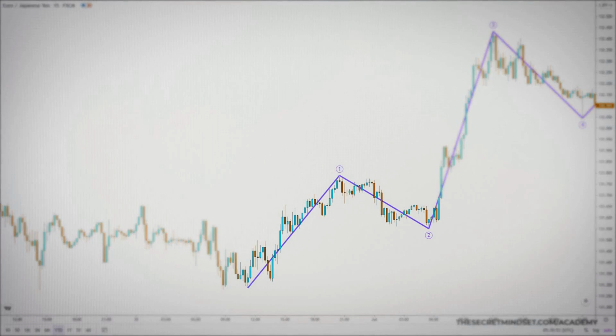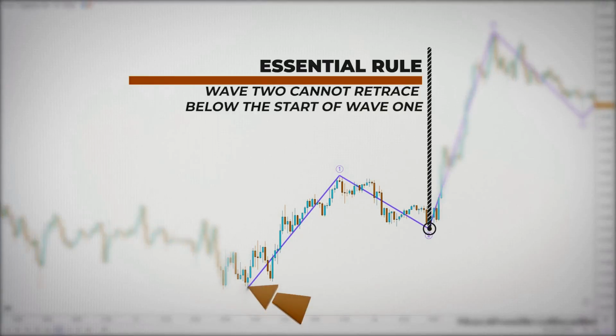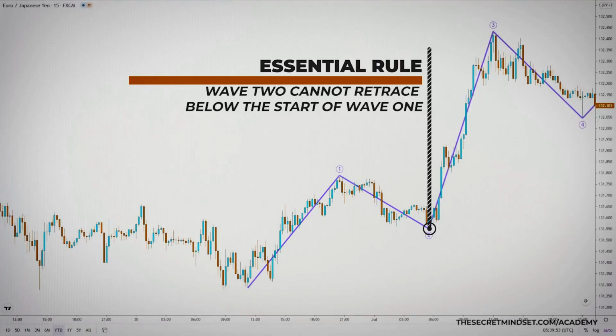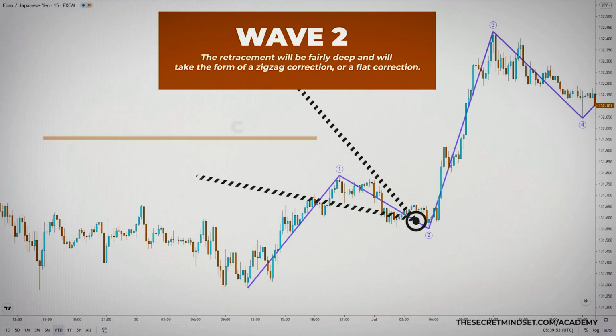Remember one of the unbreakable rules within the Elliott wave theory, which is wave 2 cannot retrace below the start of wave 1. Informed traders will begin to recognize this pattern and start to position to the long side of the market. Wave 2 will generally take the form of a zigzag correction or a flat correction. In either case, the retracement will be fairly deep.